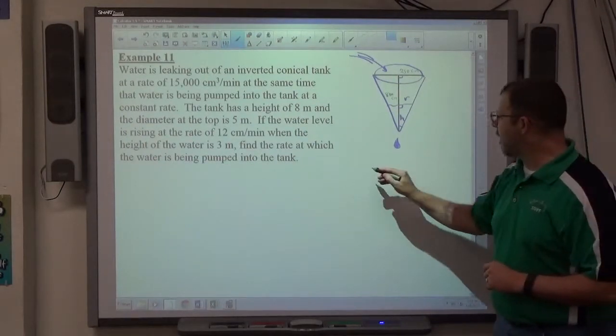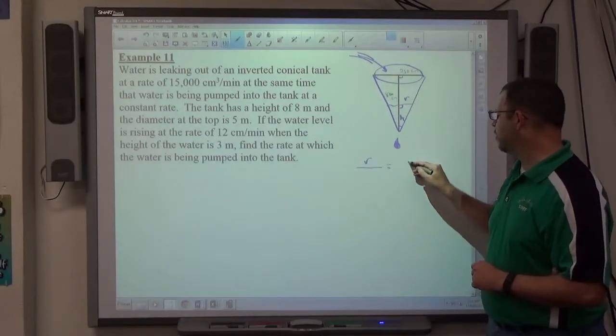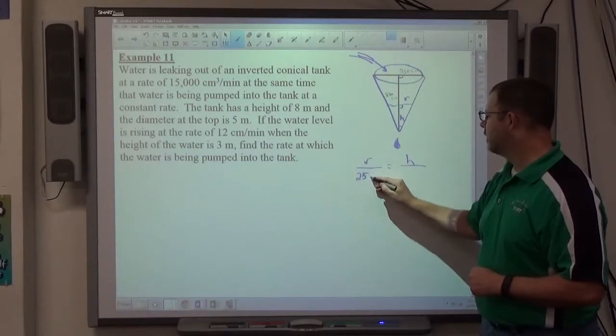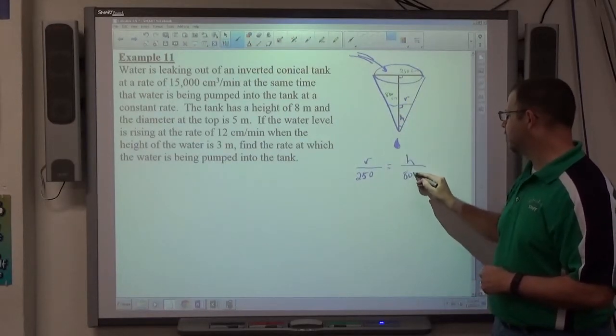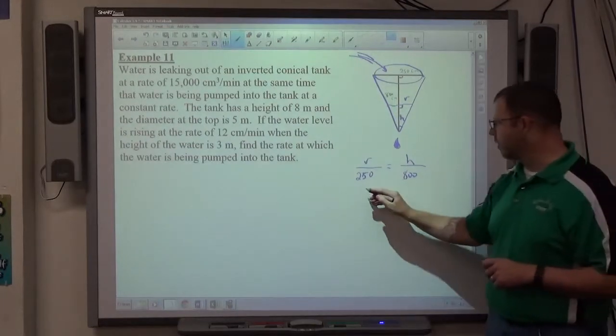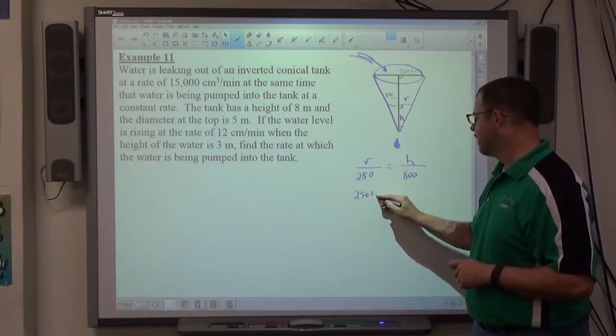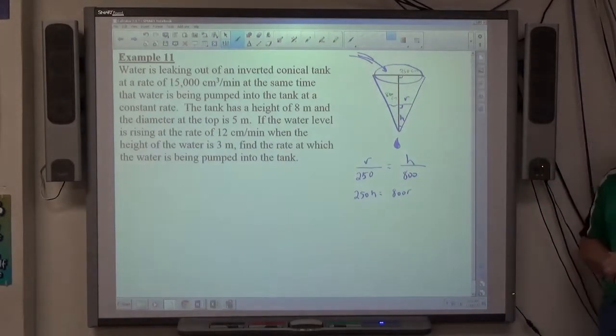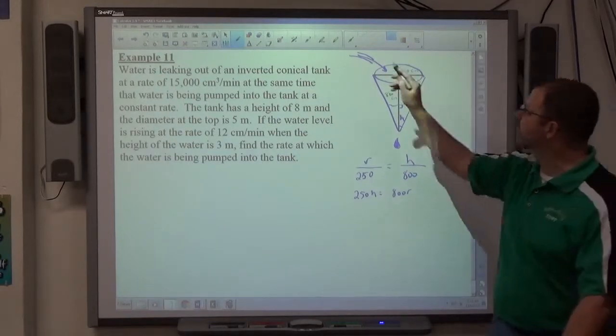So I know that if I put R on top and H on top, 250 goes underneath R and 800 goes underneath H. If I cross multiply that, I get 250H is equal to 800R. Now you have to make a decision here whether you want to get H equals something about R or R equals something about H. And what makes my decision for me is this right here.